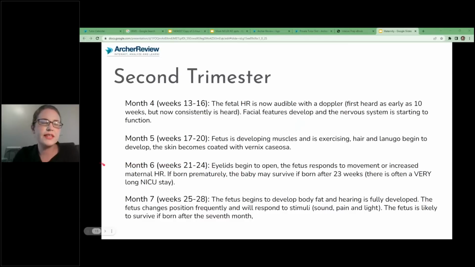Then we have month 7, that's week 23 through 28. The fetus begins to develop body fat, hearing is fully developed, so you can sing and talk to your baby and they'll respond. The fetus is going to be changing positions frequently, so they're going to be punching around a lot and the mom might feel uncomfortable. And if the fetus is born after that 28th week, they're very likely to survive.